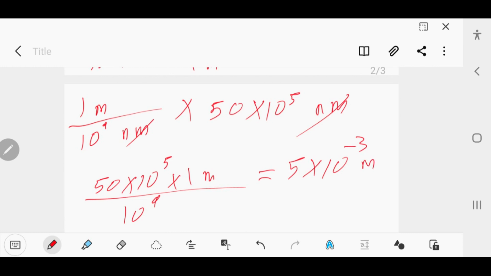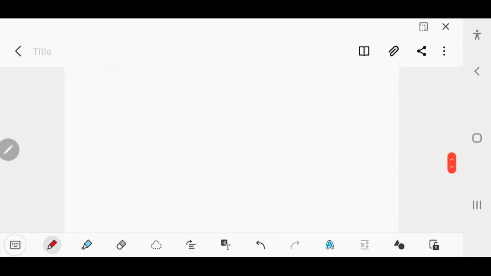This is how we use conversion factor. Now, what if we have a more complicated unit? Like, for example, this question here. A car is moving at, let's say, 80 kilometers per hour.